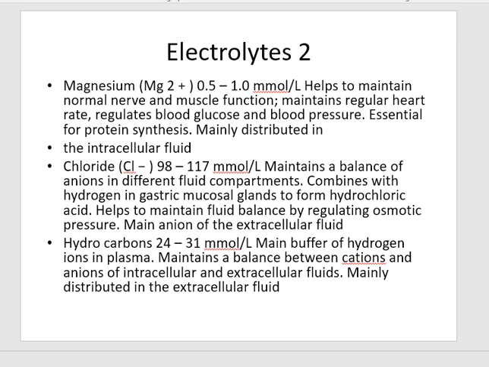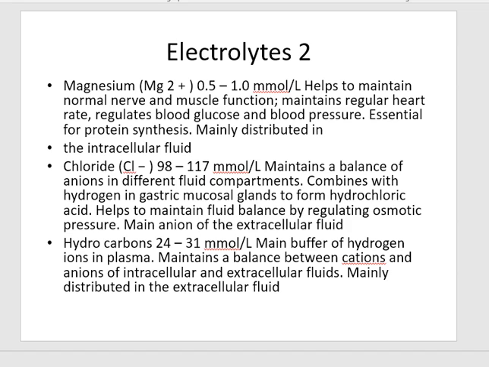Magnesium concentration is between 0.5 and 1 millimole per liter. It helps to maintain normal nerve and muscle function, maintains regular heart rate, regulates blood glucose and blood pressure, is essential for protein synthesis, and is mainly distributed in the intracellular fluid.